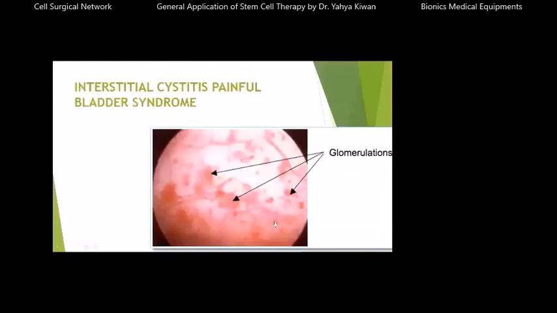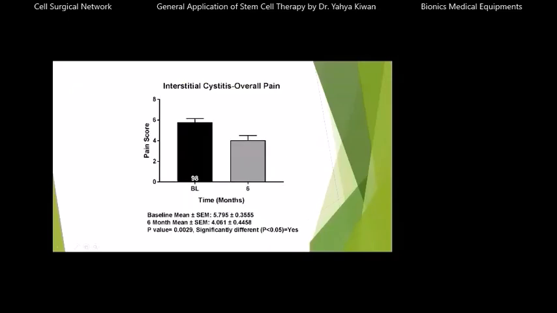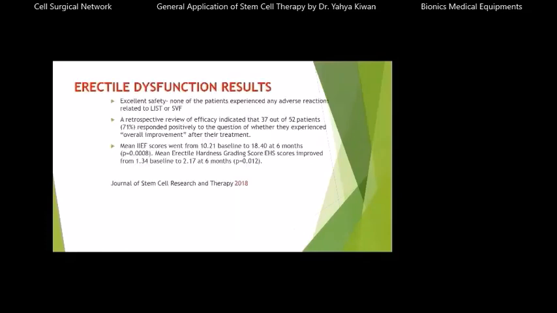Now, going to urology applications, if we have a urologist around, maybe Ali Thwaini is with us. He knows better than me. I am a cardiologist. This is the picture of the granulation seen in interstitial cystitis, a disease which is very hard to treat. And the success rate of 109 patients treated was 71%. And this is the overall success rate of cystitis.